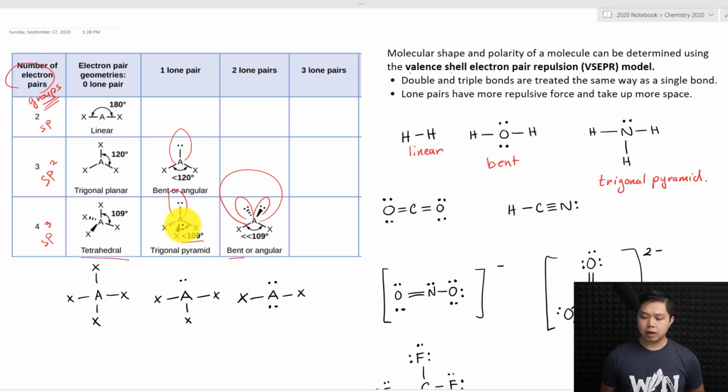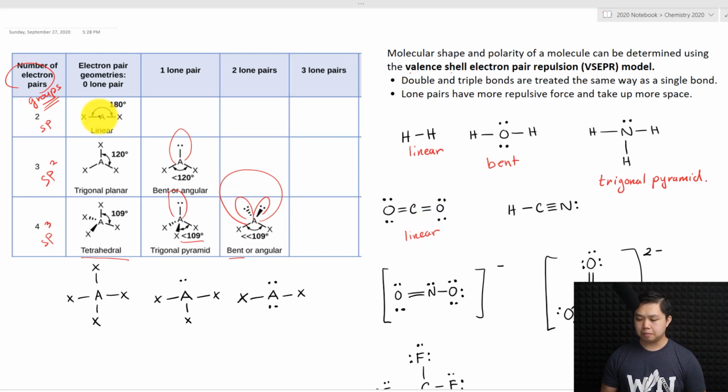Now let's look at this one. So this is the central atom right here, carbon. And remember, double bonds and triple bonds are treated the same way as a single bond. And you can see that this one has no lone pair at all. It just looks like a line. So therefore, this is linear. And it has a degree of 180 degrees.